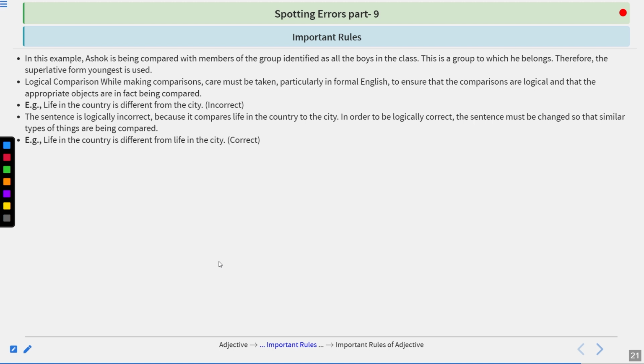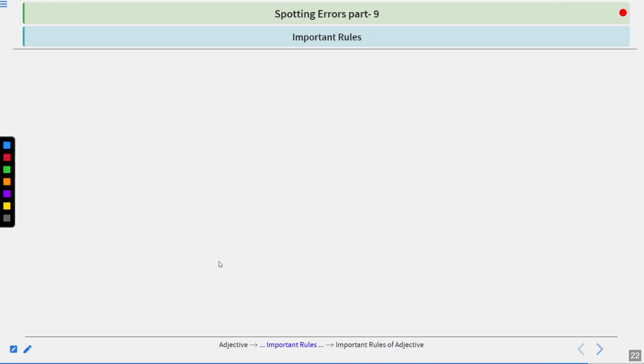So we are talking about life to life, not life to city. This sentence is logically correct since it compares life in the country to life in the city. I hope you have understood. Important rules.